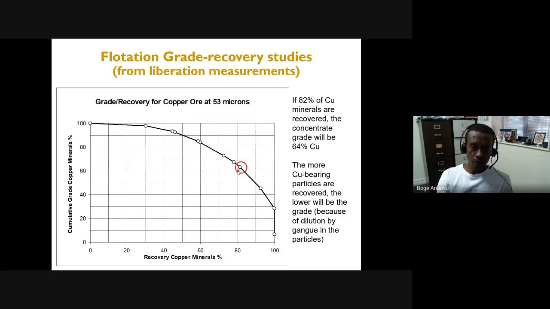If the grade decreases, what you can do is look at it and say, okay, my grade has decreased a little bit, so what can I optimize in the process to bring it up? When you do that, you might reduce the recovery a little bit, which is fine.